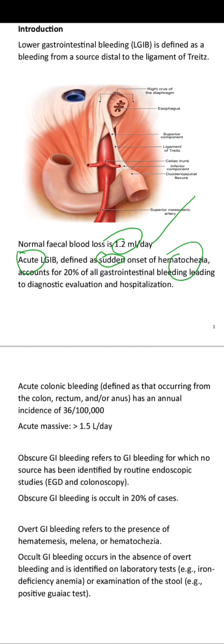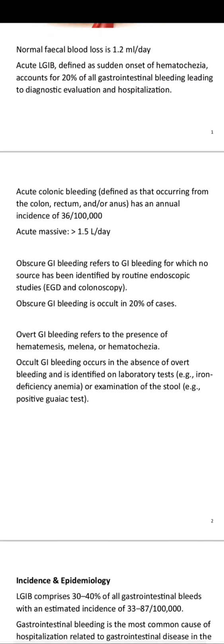If we are talking about acute lower GI bleeding, that means sudden onset of hematochezia, and acute is about 20% of all gastrointestinal bleeding. If we add the word colonic, acute colonic, we mean bleeding that is originating from either the colon, rectum, or anus.